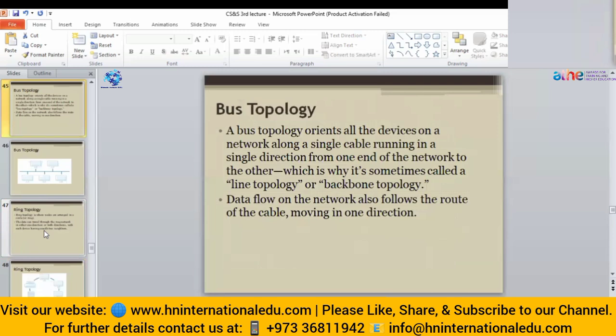Now the bus topology. As the name indicates, a single wire will be used and all the computers will be connected by using that wire, like a bus. In a bus, we are attaching different seats. So on a single route, we are attaching different nodes. In that topology, all the devices on a network are along a single cable running in a single direction from one end to the other end. So it is sometimes called a line topology or a backbone topology. Data on the network also flows along the route of the cable, moving in one direction only.